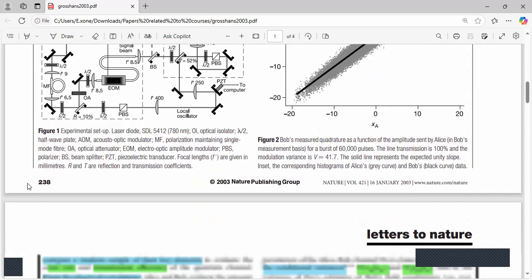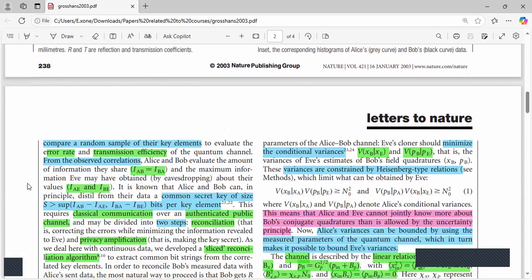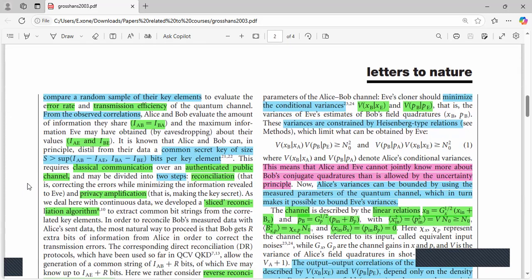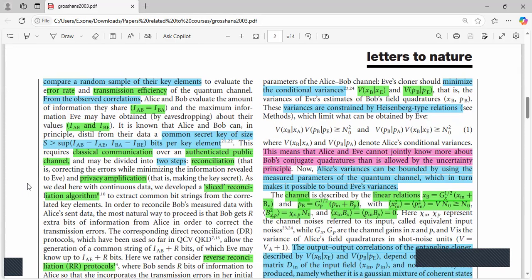So classical data processing starts with the comparison of sample key elements in order to estimate the error rate and the transmission efficiency of the quantum channel. The observed correlation, that is the common data of Alice and Bob, is called mutual information and is denoted by IAB or IBA, respectively, for the direct reconciliation and reverse reconciliation schemes. They can also estimate Eve's information on Bob's or Alice's data, denoted by IAE and IBE.